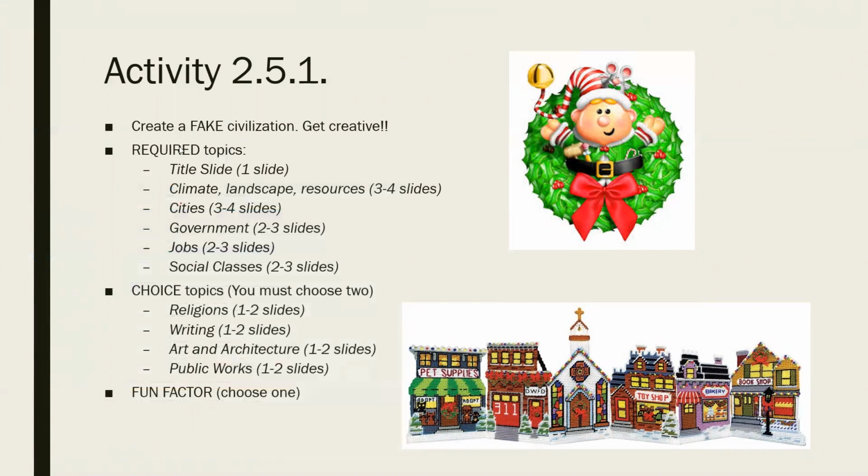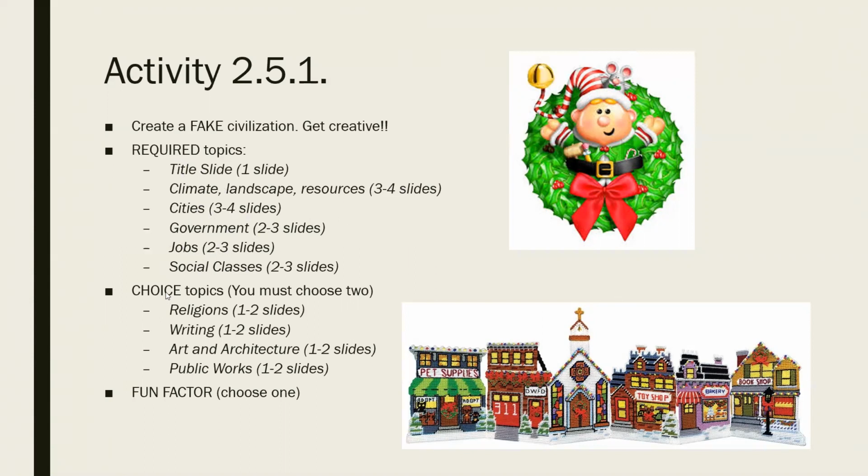So here are your required topics. I'll explain these pictures in a second. So these are all the things that are required. Your title slide, climate, landscape, and resources should be 3 or 4 slides. Cities, 3 or 4 slides. Government, 2 or 3. Jobs, and social classes. You have to have all of those topics.